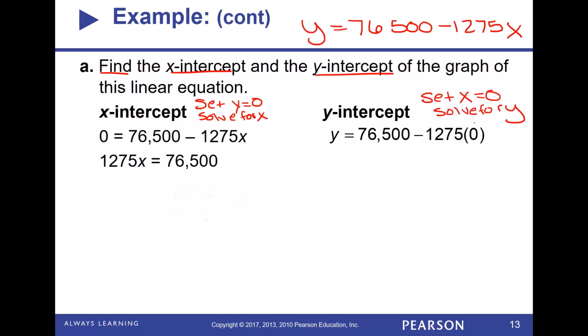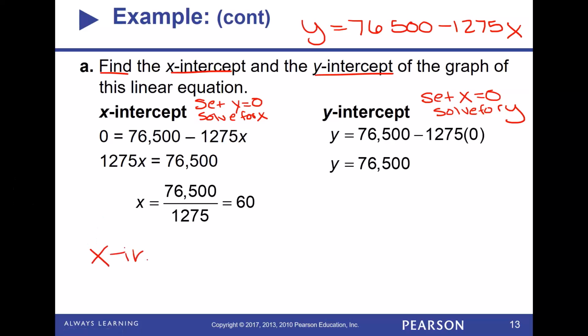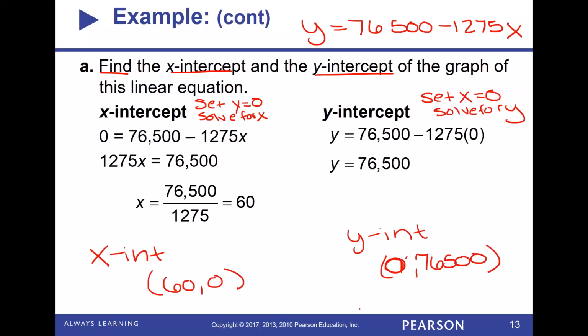So for the y-intercept, I plug in x equals 0. Well, 1,275 times 0 is still 0. So 76,500 minus 0 is just 76,500. And the cool part about that is it's already solved. So for my x-intercept, our answer is 60, 0. And for my y-intercept, we have 0 for my x, comma, 76,500. Now these would be the ordered pairs I see on the graph, but this was a word problem, so let's actually interpret it.